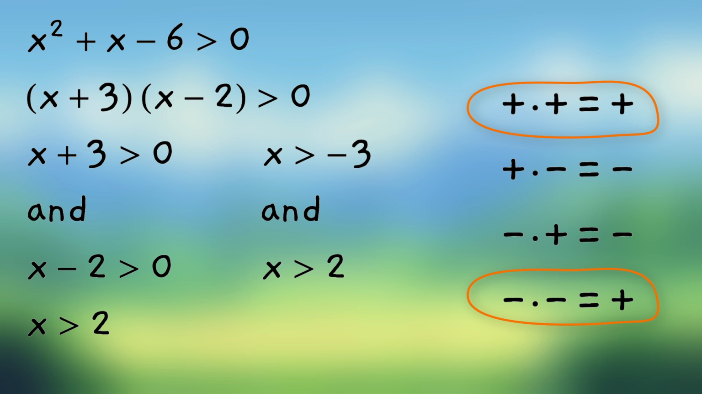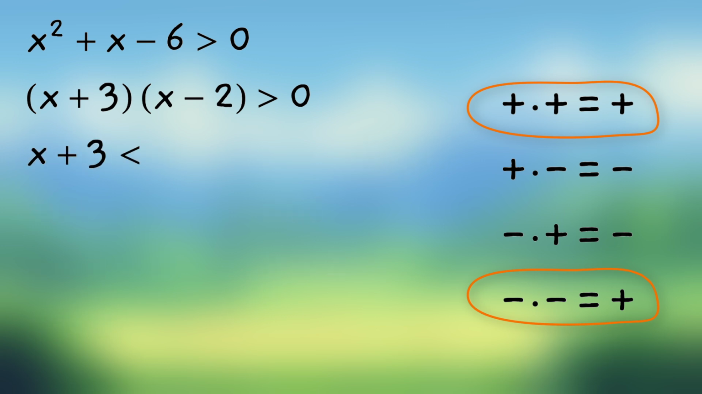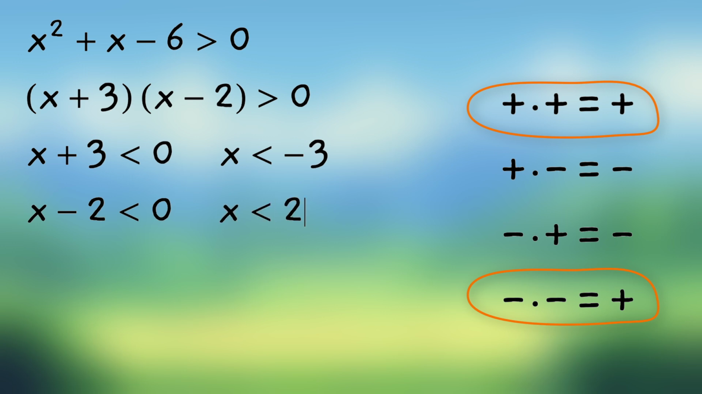Now let's handle the other case, that is when the first and second factors are both negative. That is, x plus 3 is less than 0, and x minus 2 is also less than 0. This only happens when x is less than -3 and x is less than 2. When that happens at the same time. Well, for a number to be less than -3 and less than 2 at the same time, it has to be less than -3. So here we found another part of the solution.